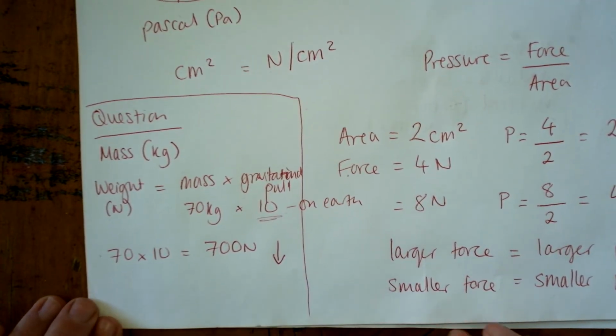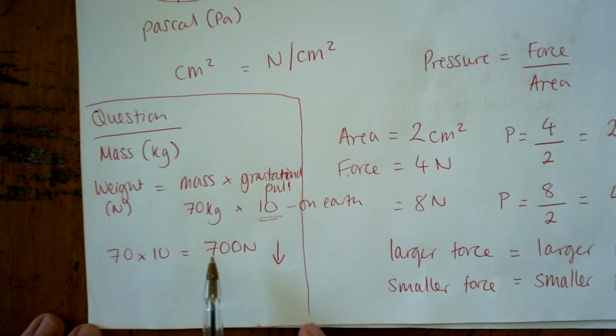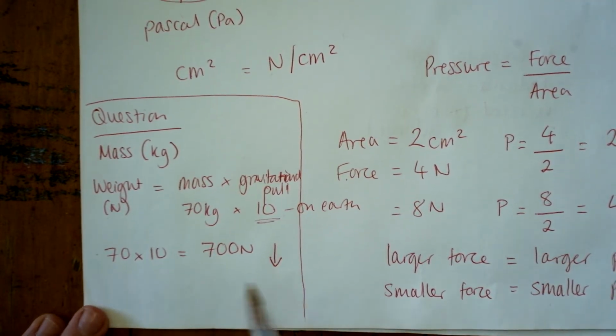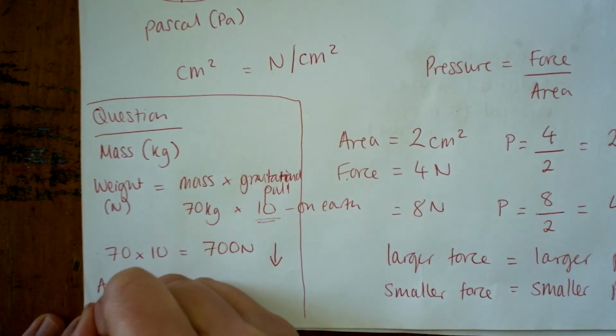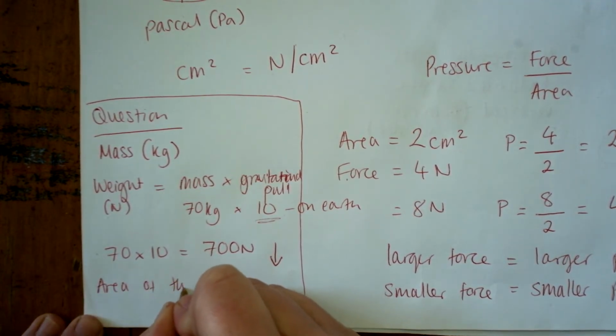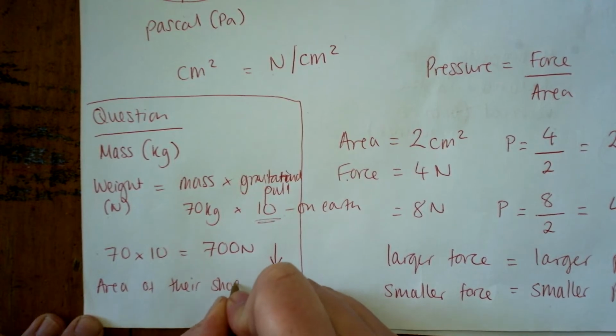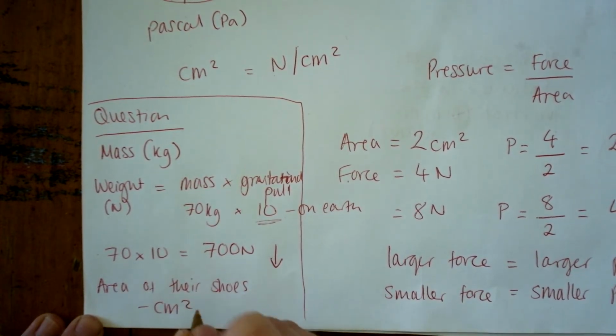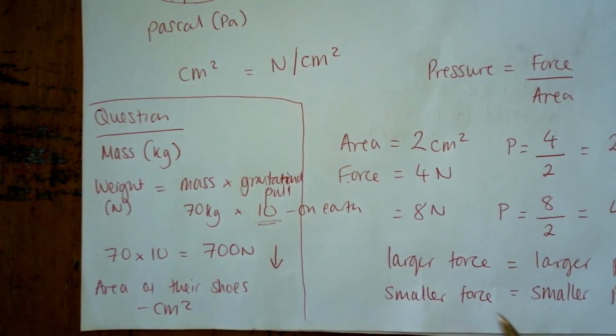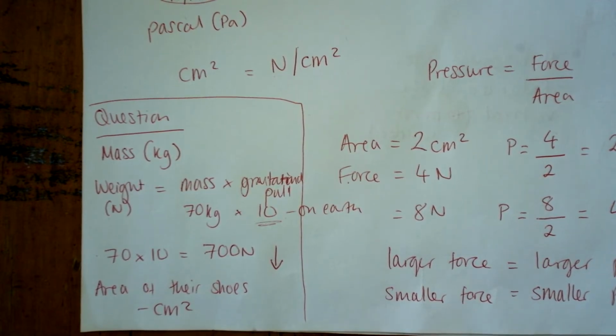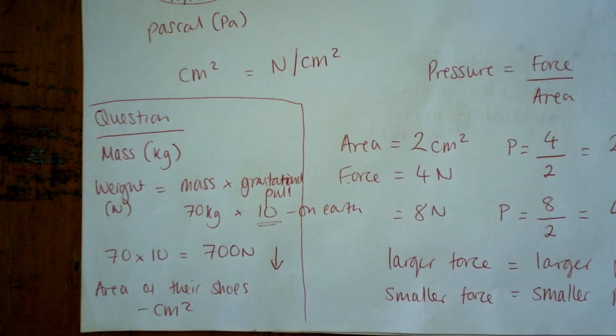Now, the other thing we need to work out to think about the pressure that they are putting onto the ground, or what we might need to know, is the area of their shoes. Now, quite likely that's going to be in centimeters squared. Okay, area of their shoes. Now, either the question might give you the area of their shoes, in which case it's nice and straightforward, or it might ask you, how might you work out the area of their shoes?